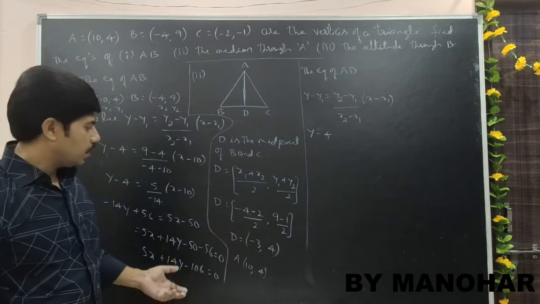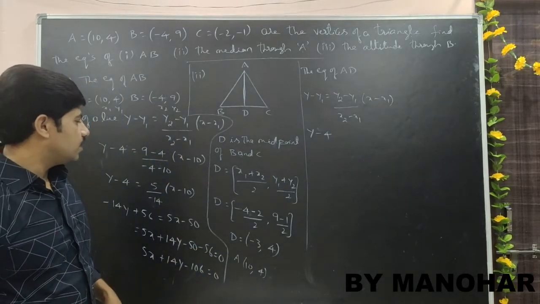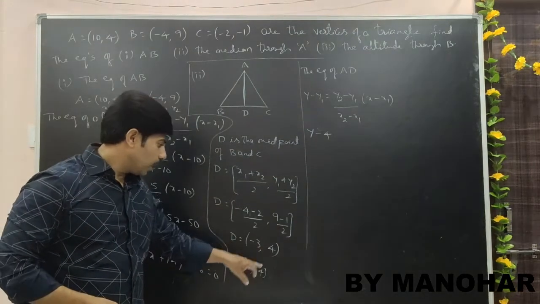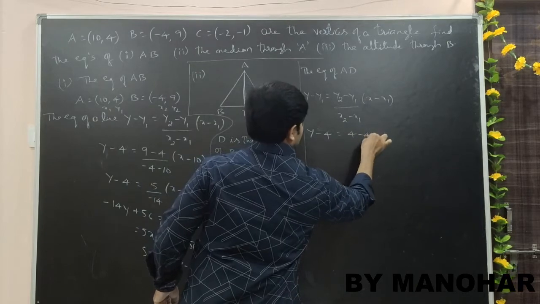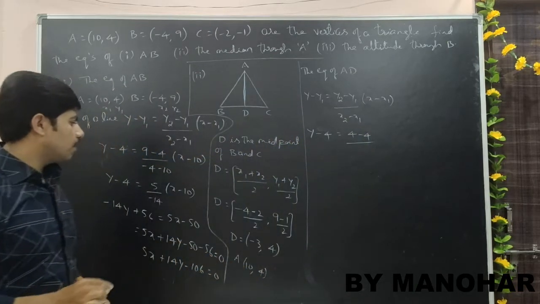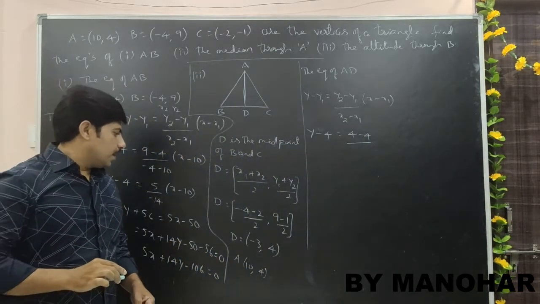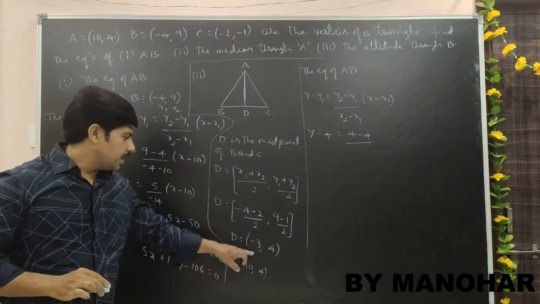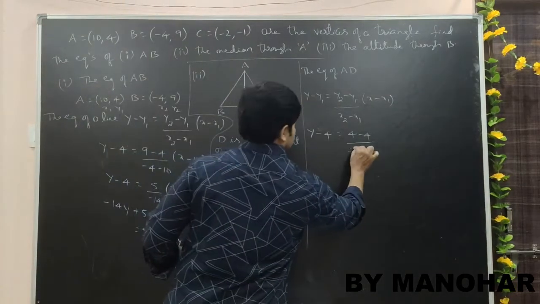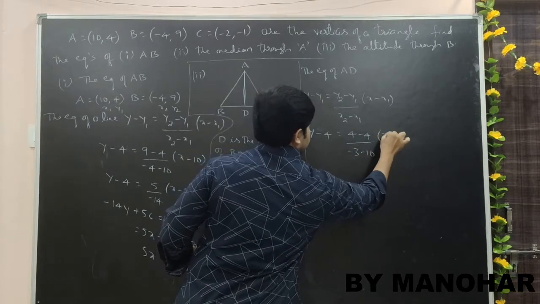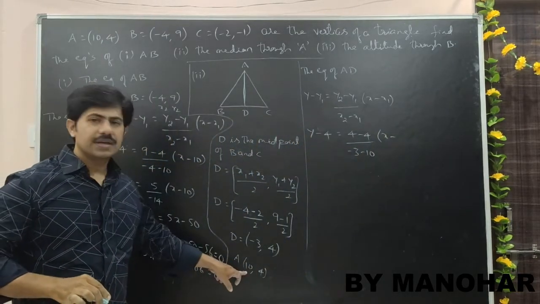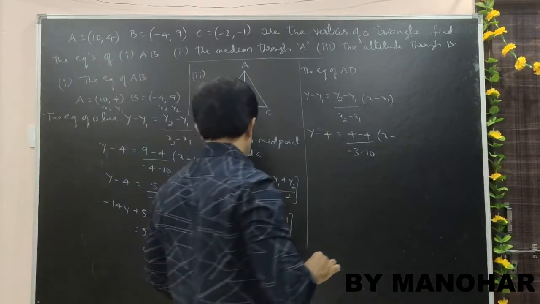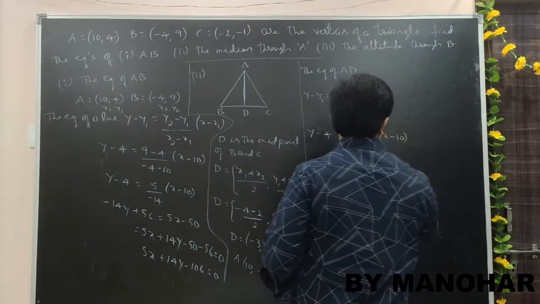With the point (10, 4): y minus y1 is equal to (y2 minus y1) by (x2 minus x1), it is 4 minus 4 by -3 minus 10, into x minus x1. What is x1? It is 10. So I'll write -10. Okay, just again we'll recheck this.